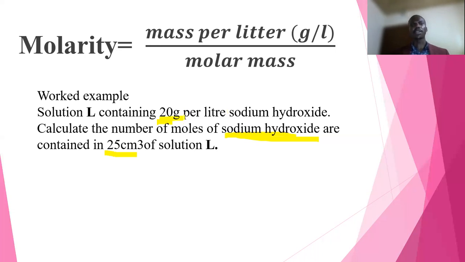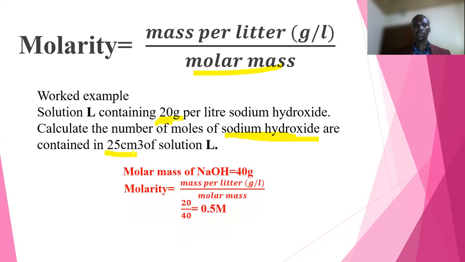So what you do first is calculate the molarity. If you have been given a concentration in grams per liter, know that you can calculate the molarity of that solution by using the formula that we said. It is mass per liter over the molar mass. So we have the mass per liter, which is 20. You divide by the molar mass of sodium hydroxide, which is always 40. So it is 20 divided by 40. That will give you this one.